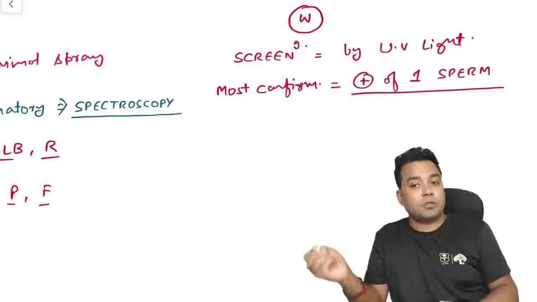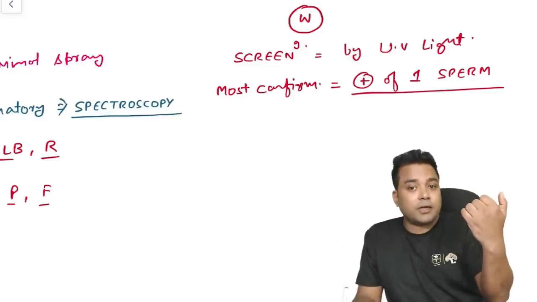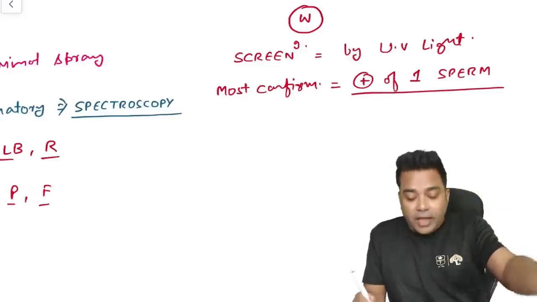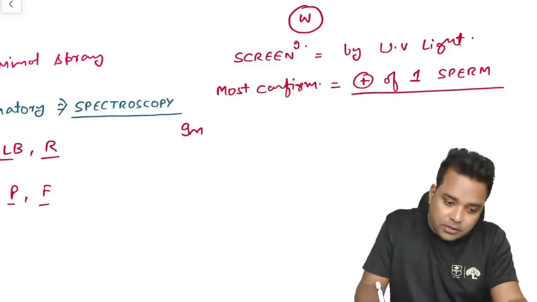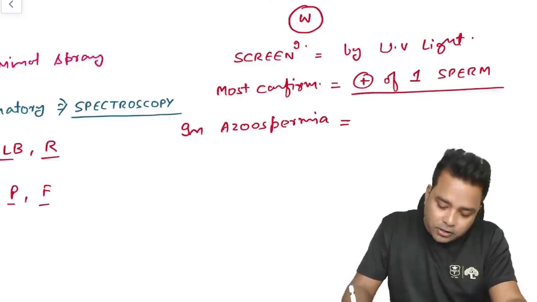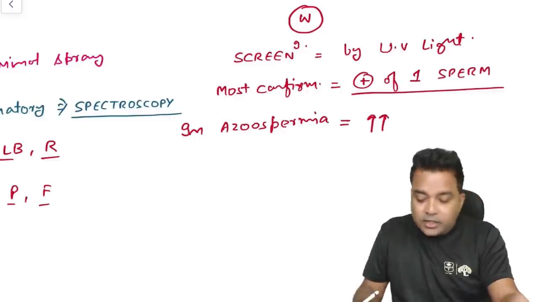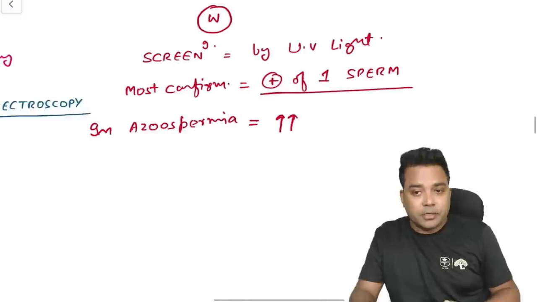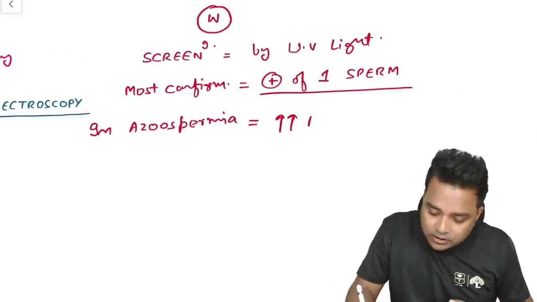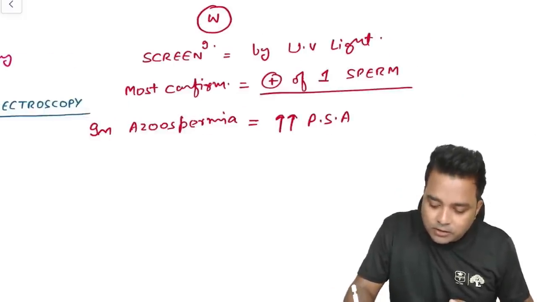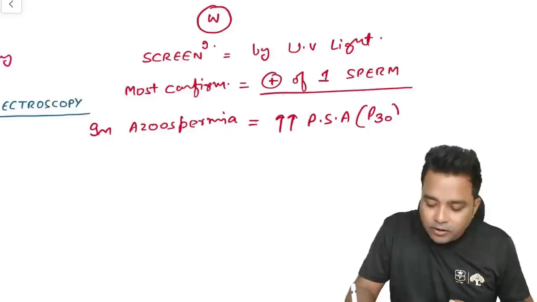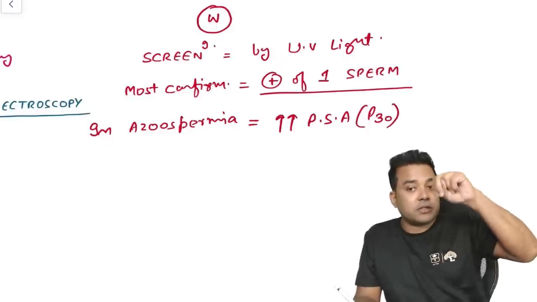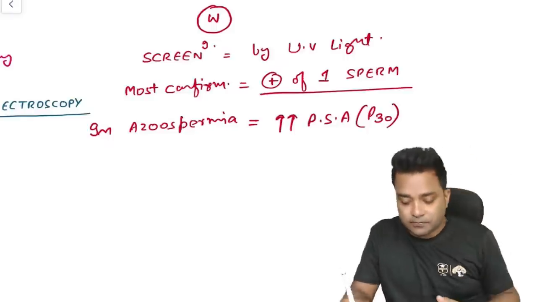But the policeman will now come and tell you, sir, the person was a known case of azoospermia. What happens in azoospermia? In azoospermia, where there is absence of spermatozoa, so there we look for raised levels of, okay, prostate to hoga. It will be there in the person. I will look at raised levels of prostate specific antigen, to be exact P30. Why is it called P30? Because the weight of this antigen is 30 kilodaltons.